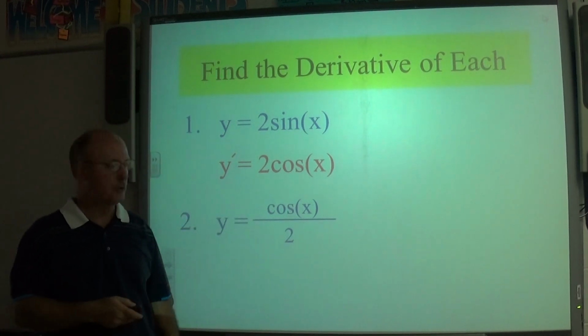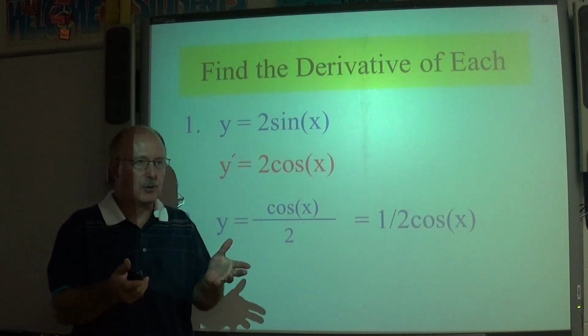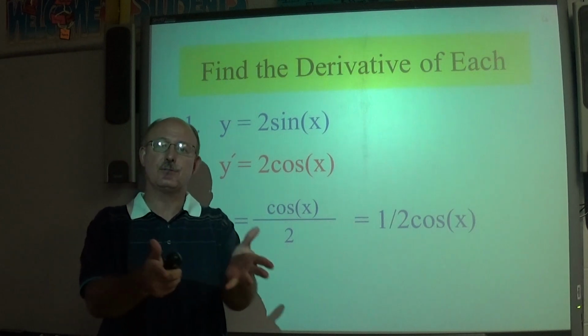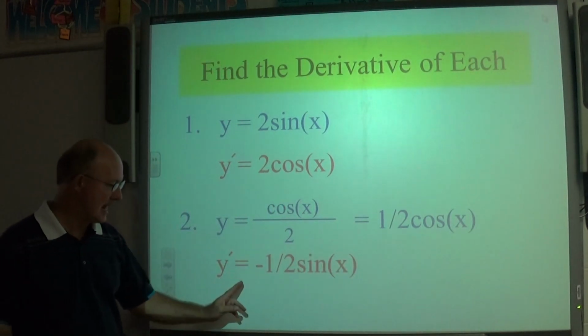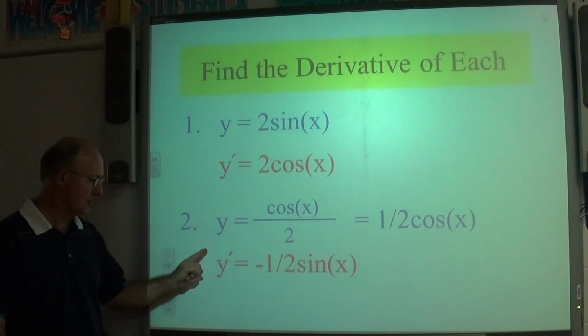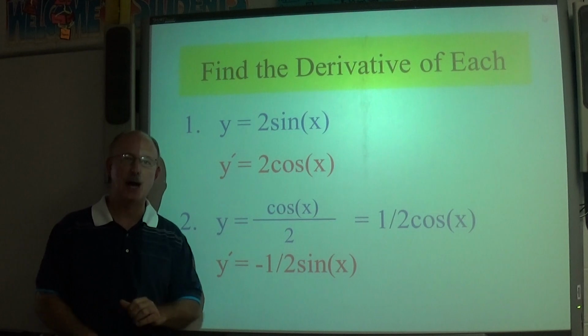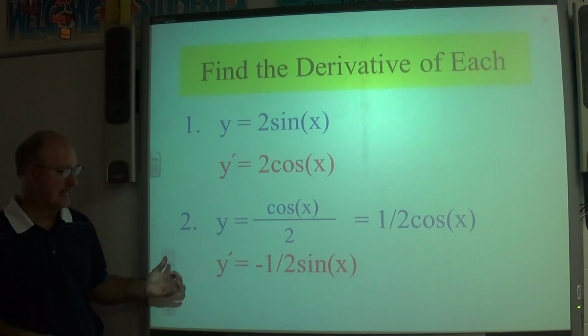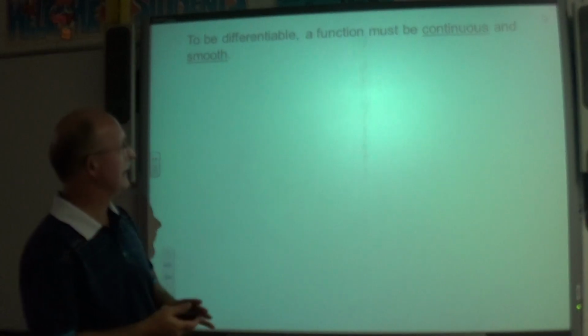Now, cosine x over 2, that's equivalent to 1/2 cosine x. Right? Now, we said the derivative of cosine is negative sine. So the derivative of 1/2 cosine x would be negative 1/2 sine x. So that's your derivative. So y prime is going to equal negative 1/2 times sine x. All right, so easy to do. And I said we'll do some more examples in the next video.